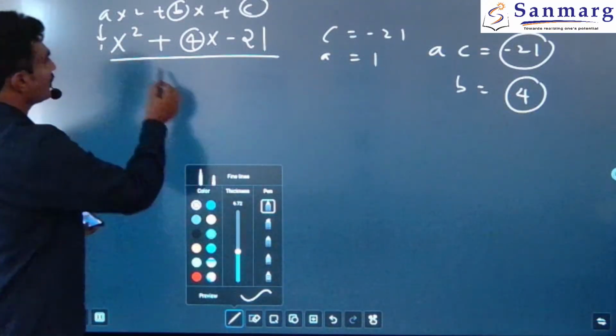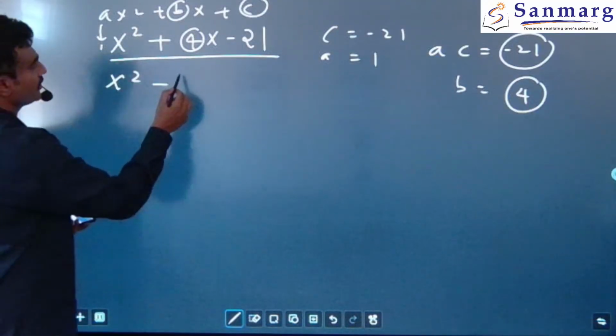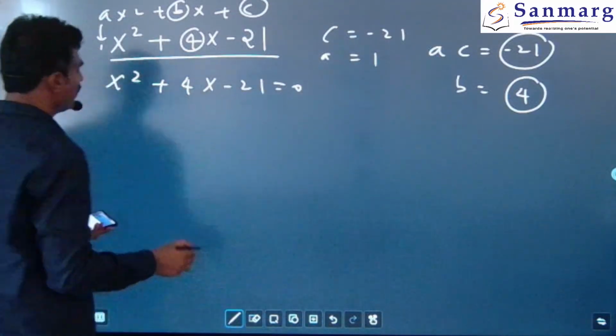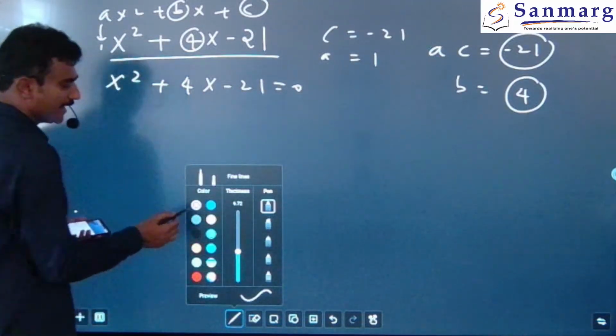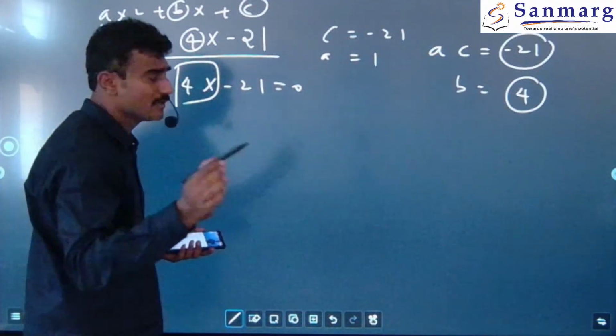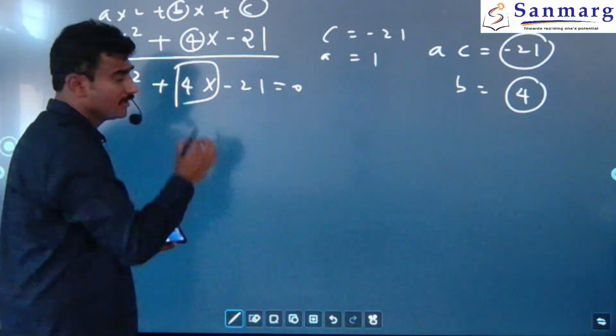So how do you solve this equation x square plus 4x minus 21 equal to 0? We can solve this equation by splitting the middle term.